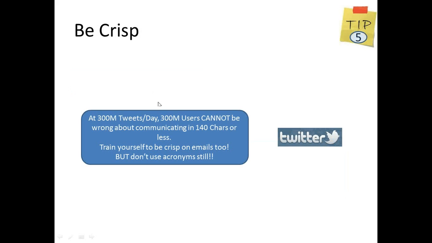I'm pretty sure many of you are using Twitter these days. Look at some of the statistics in Twitter today. 300 million tweets a day, roughly 300 million users. They cannot be wrong about communicating in 140 characters or less, right? And billions of SMS are being sent. SMS is the biggest killer app in the mobile industry, limited to 140 characters or less. That is being crisp, being short on your emails. You have to train yourself to be crisp on your emails. If you can't remember that, remember Twitter.